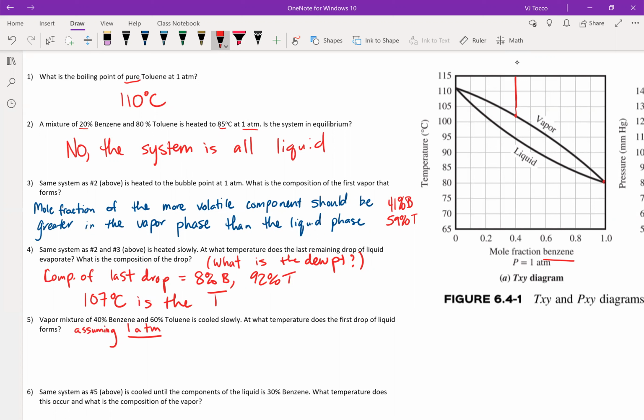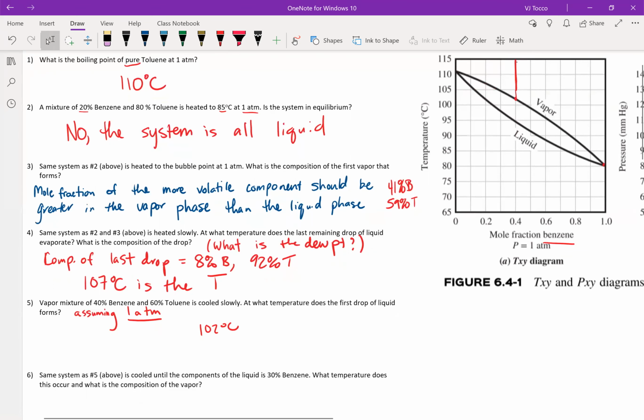Okay, so the temperature again is 102 degrees C. Same system is cooled until the components of the liquid is 30% benzene. At what temperature does this occur? So I'm kind of asking you the same question just in various different ways.